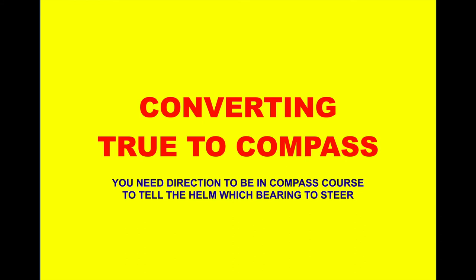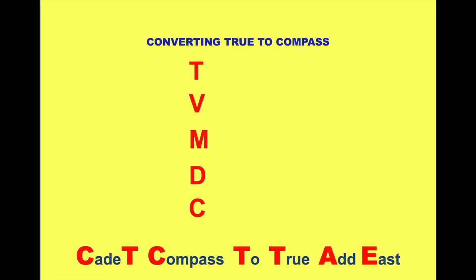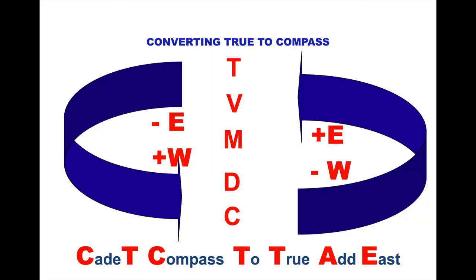So converting true to compass. You need direction to be in compass course to tell the helmsperson which bearing to steer. So we write out TVMDC before, and then we use the aide-memoire, CADET. CADET will tell me compass to true, add east. So in this diagram, if I'm starting from compass, working towards true, it says plus east.